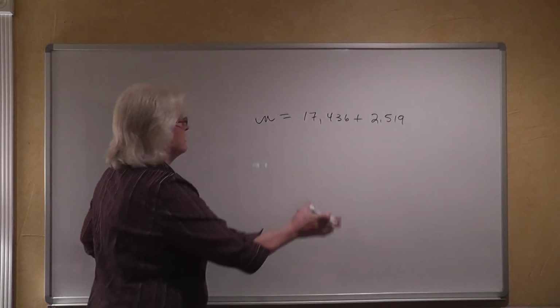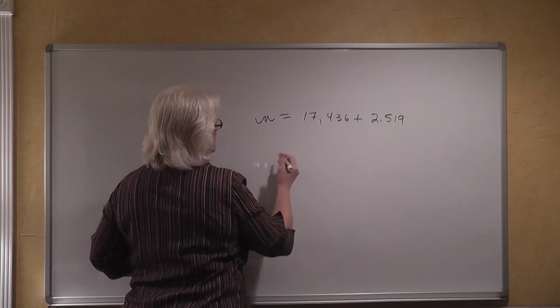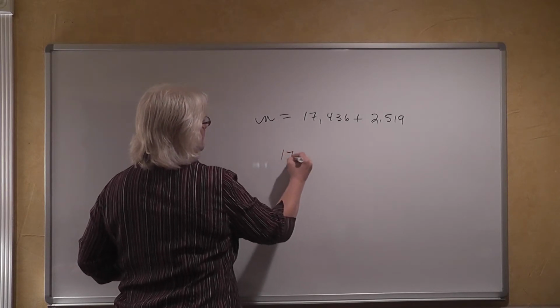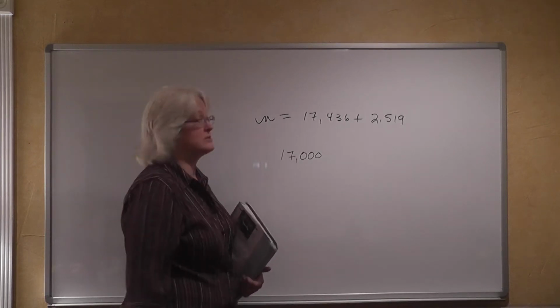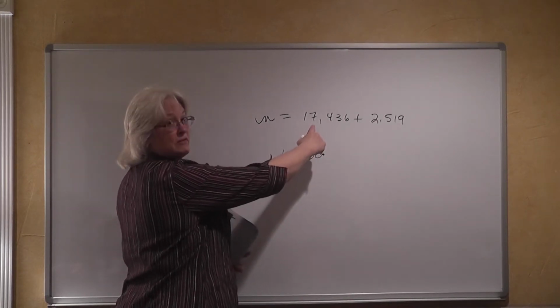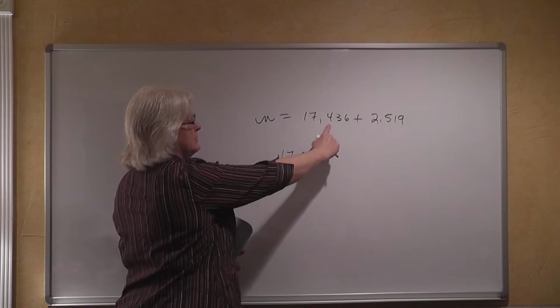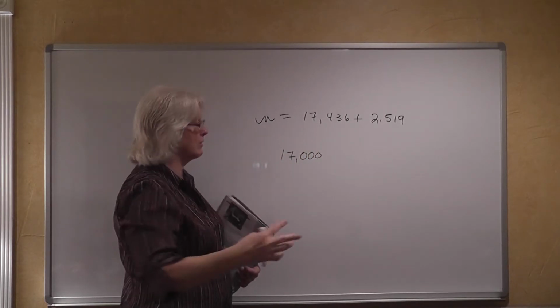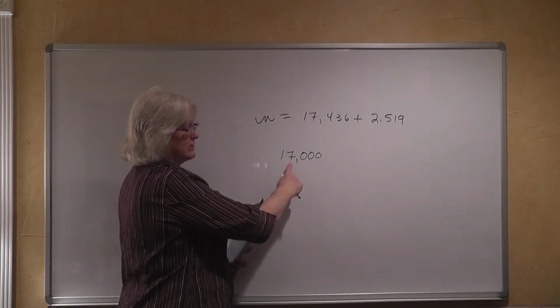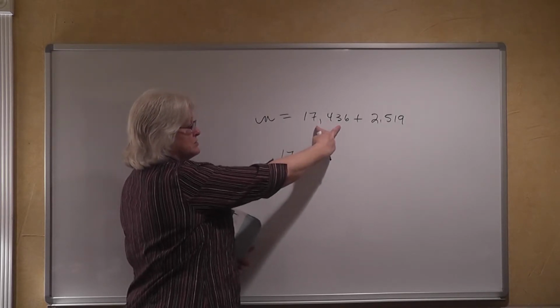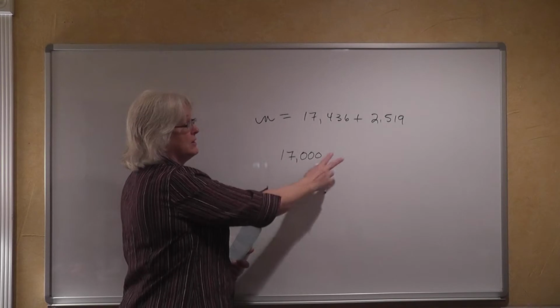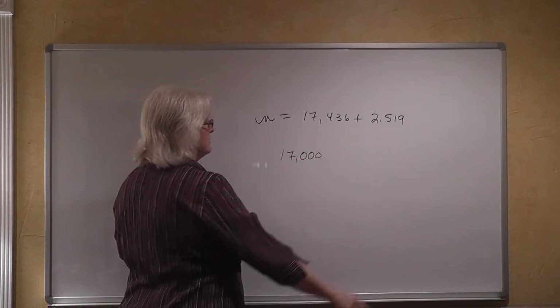The first number rounded to the nearest 1,000 is 17,000, isn't it? We look at the 7, it's in the thousands place. The digit to the right of it is 4. So this does not increase. This number here is closer to 17,000 than it is to 18,000.